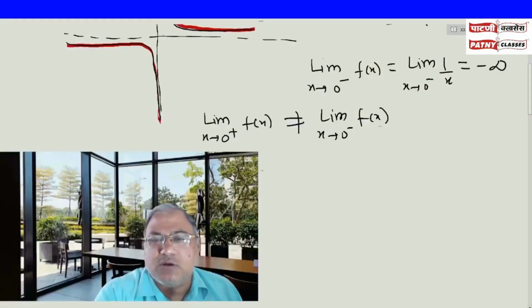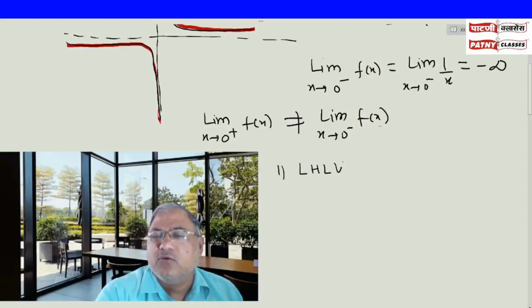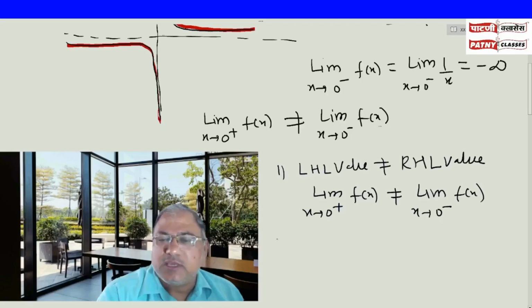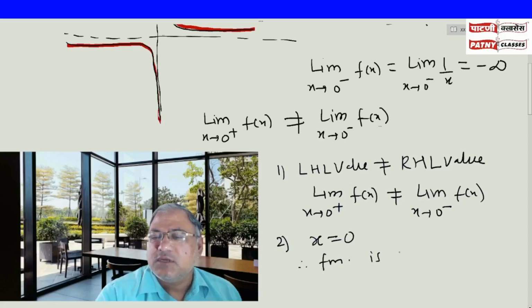From the above discussion we can learn two things. One is that left hand limit value is not equal to right hand limit value, that is limit x tending to 0 plus f of x not equal to limit x tending to 0 minus f of x. That means the limit does not exist. Since the limit does not exist at x equals 0, therefore the function is not continuous. Function is not continuous at x equals 0.